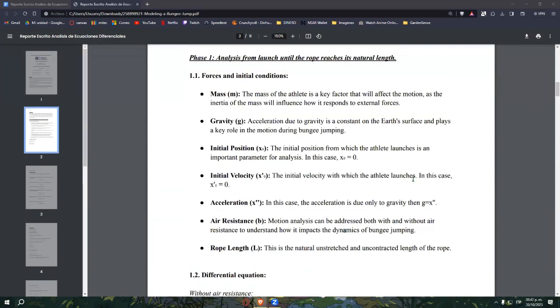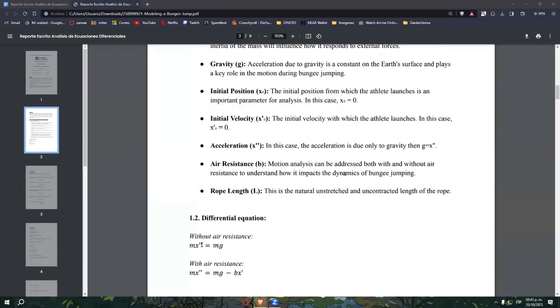For phase 1, we're going to analyze the forces and initial conditions, taking into consideration mass, which is the mass of the athlete, gravity, as the acceleration due to gravity, constant on Earth's surface, the initial position, x of 0, which is in this case 0, since we are starting from rest, the initial velocity, which is the derivative of the position, also 0, the acceleration, which is the second derivative, but in this case is due only to gravity, so it's equal to g, the constant b for air resistance, and the rope length, L, which is the natural length of the rope, and stretch and contract.